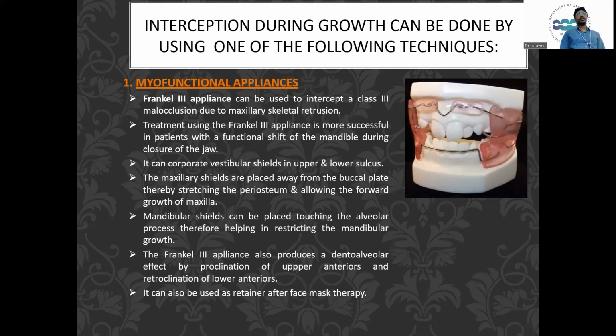So FR3 appliances are also able to produce a dento-alveolar effect by proclining the upper anteriors and retroclining the lower anteriors. Finally, it can also be used as a retainer after face mask therapy.